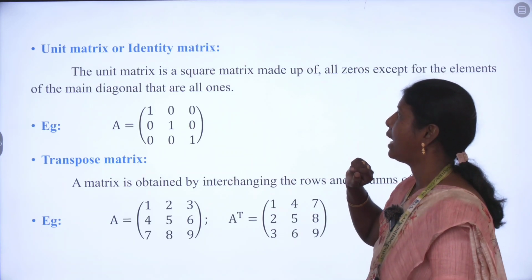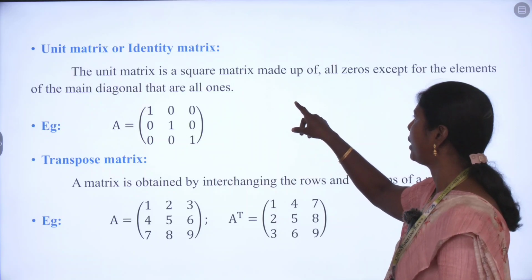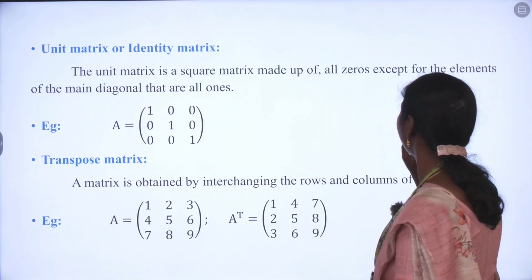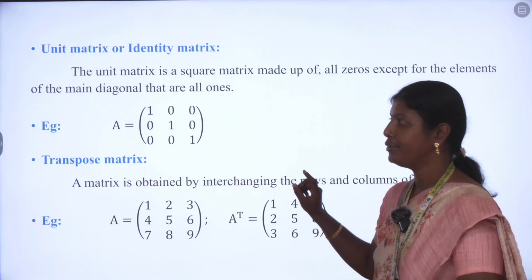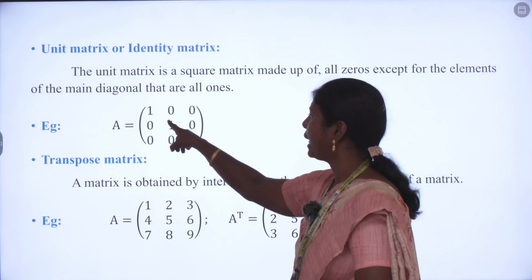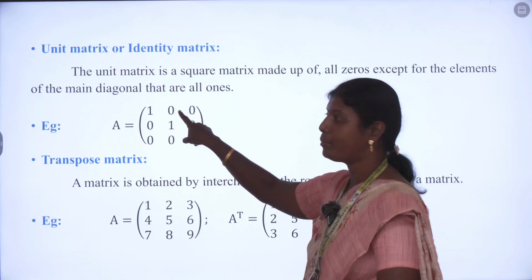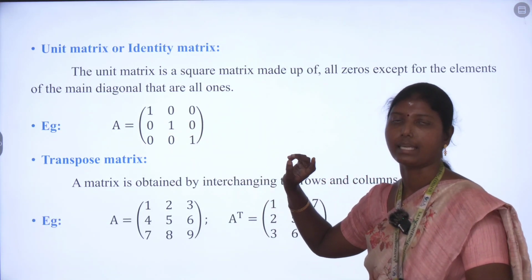So next is a unit matrix. This is also the same as a square matrix. A unit matrix is a square matrix in which all the elements of the main diagonal are ones and the remaining elements are zero. For example, you have the 3 by 3 matrix here. The main diagonal elements will all be equal to 1. The remaining elements will be equal to 0. So we call this a unit matrix.